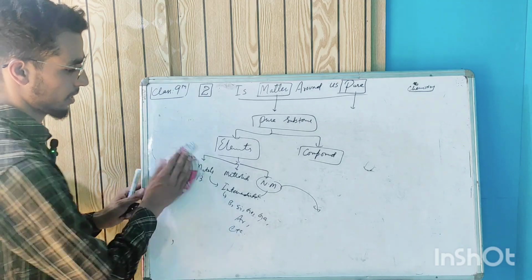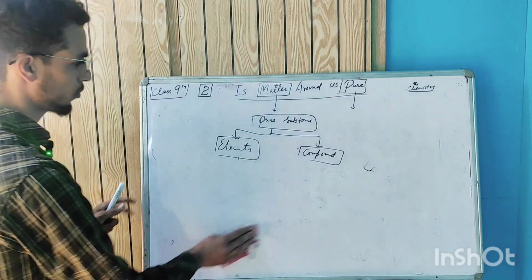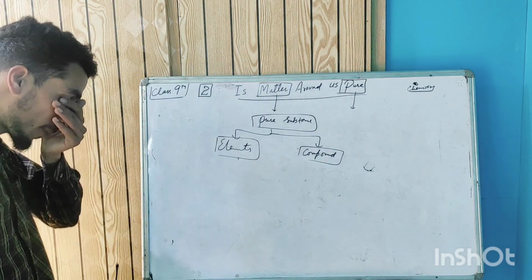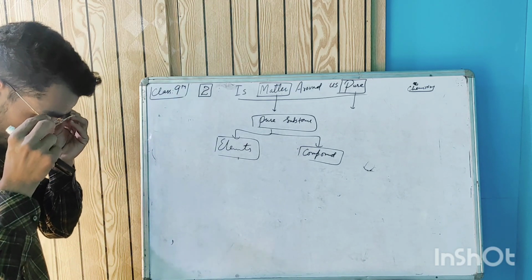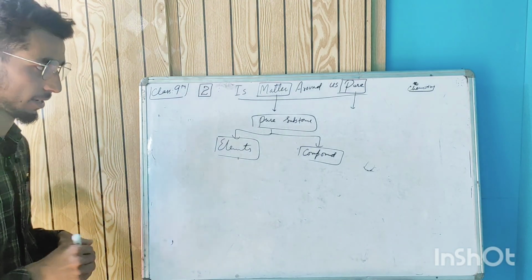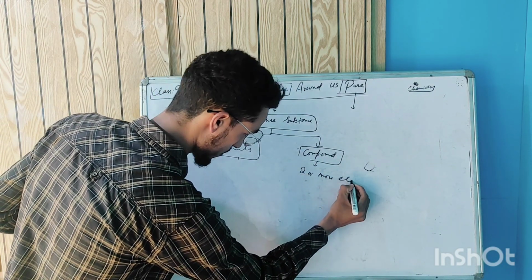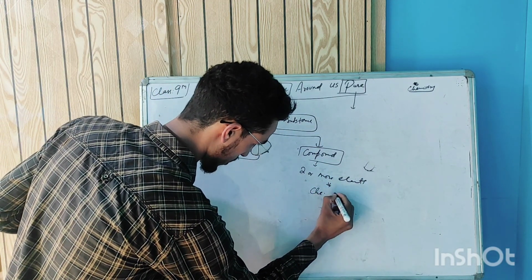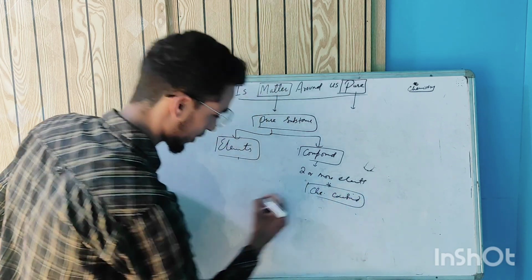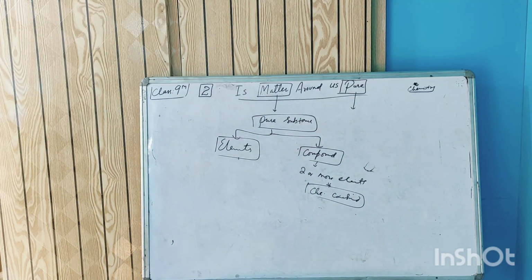Now after completing this whole part, we will move towards compounds. What is a compound? A compound is a substance which is made up of two or more elements which are chemically combined together. Now these compounds are chemically combined together in a fixed proportion.